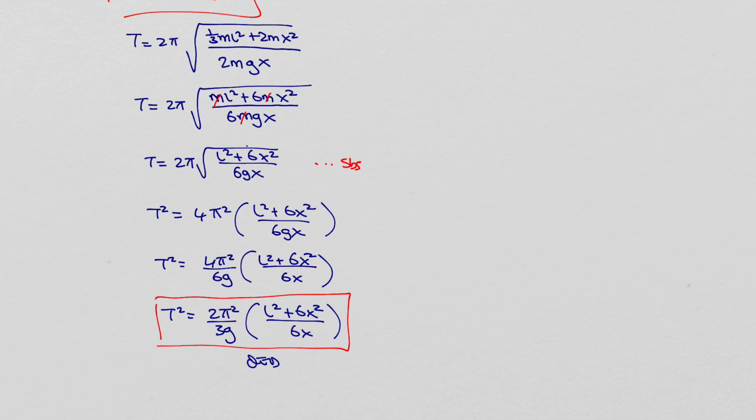Okay, so that's the first part done. The second part then is to get the minimum. To get a minimum, we know that we have to find dT/dx, but we have T squared, and therefore finding the minimum of T squared is the same as finding it for T. So we're going to find the rate of change dT squared/dx, and we're going to let that equal 0 and solve for x.